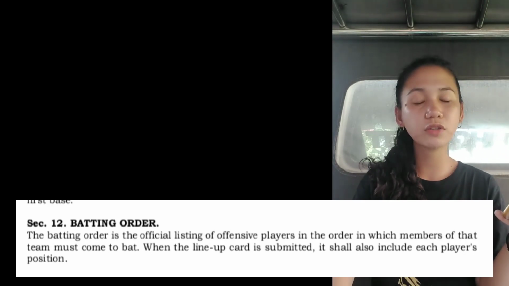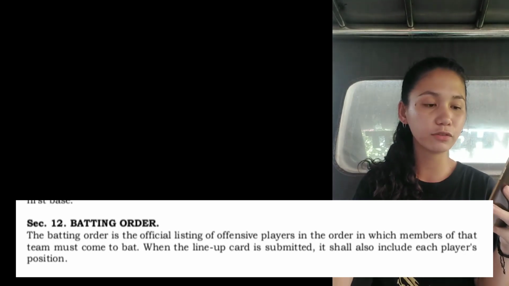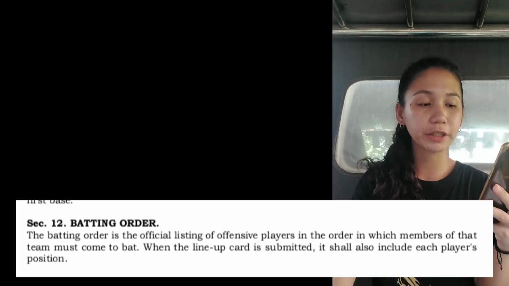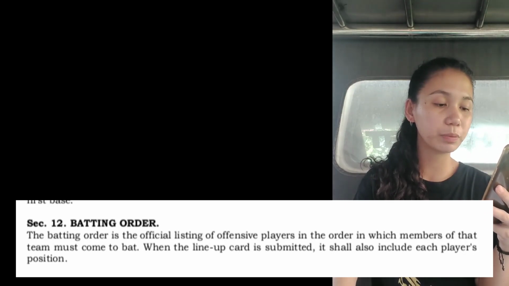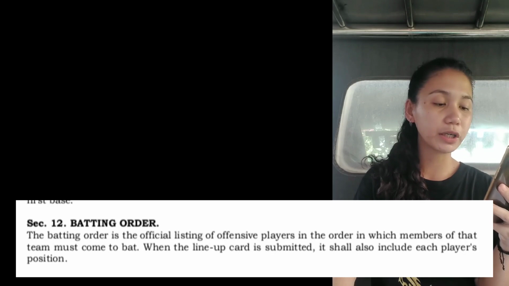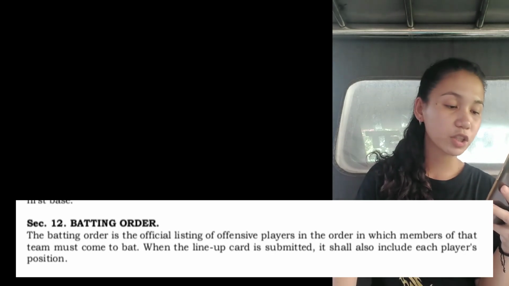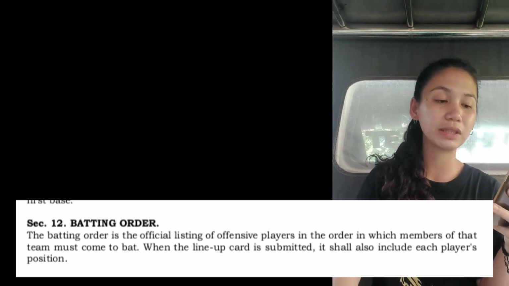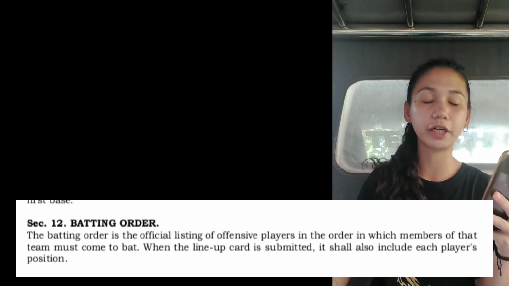So let's move on to section number 12, the batting order. When we say batting order, it is the official listing of offensive players in the order in which members of that team must come to bat when the lineup card is submitted. It shall also include each player's position. So that is section 12, batting order.